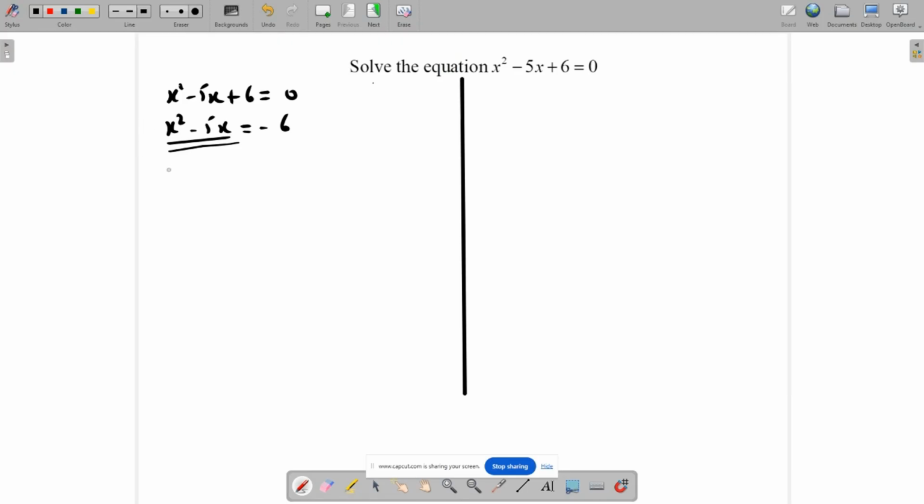So what is that number? That number is minus 5 divided by 2, all squared. Let's see. If we add that number to the term on the left, and we also add it to the term on the right, what do we get?